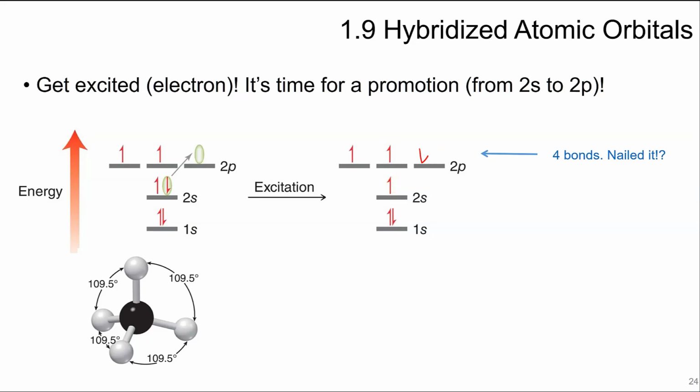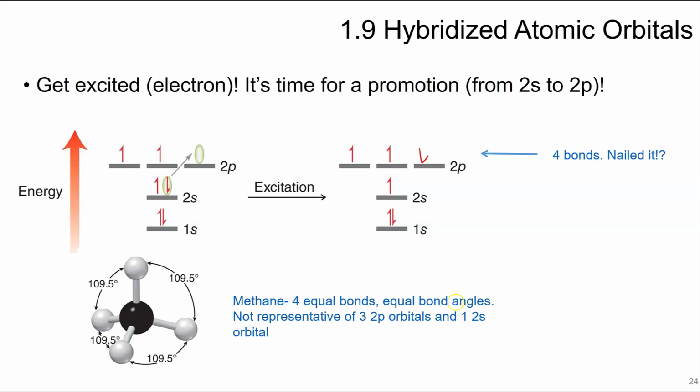But if we look at methane, it's making 4 equal bonds and has equal bond angles. So these are all the same bond angles, and they're all the same types of bonds. So this is not representative of 3 2p orbitals and 1 2s orbital. So there has to be a way to fix it.